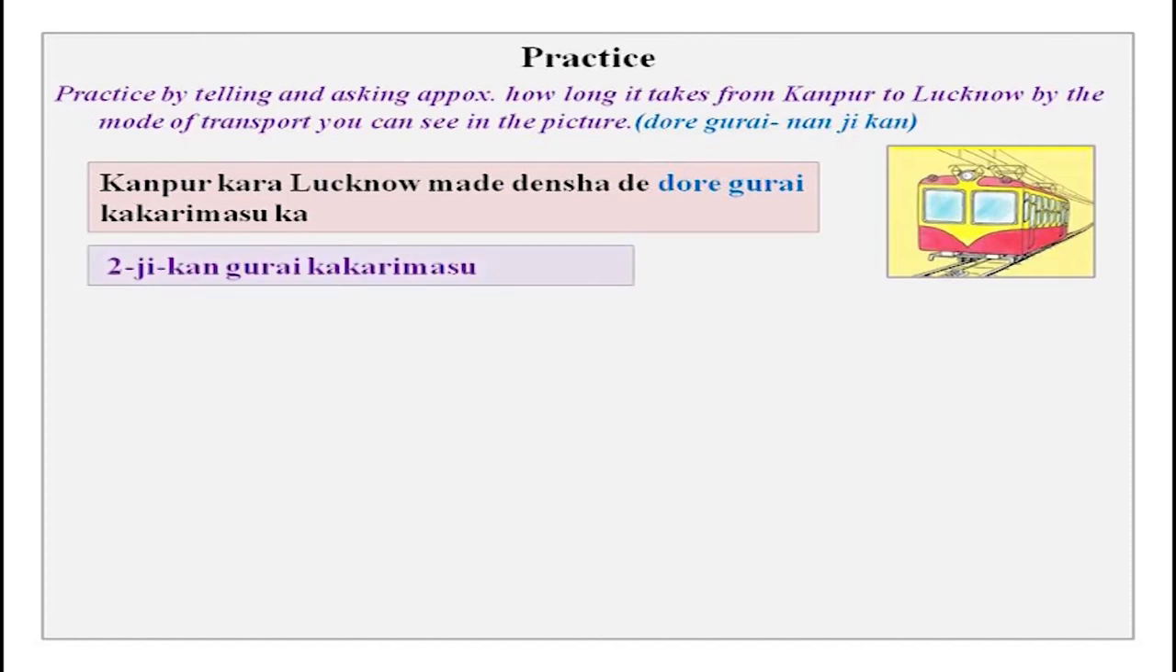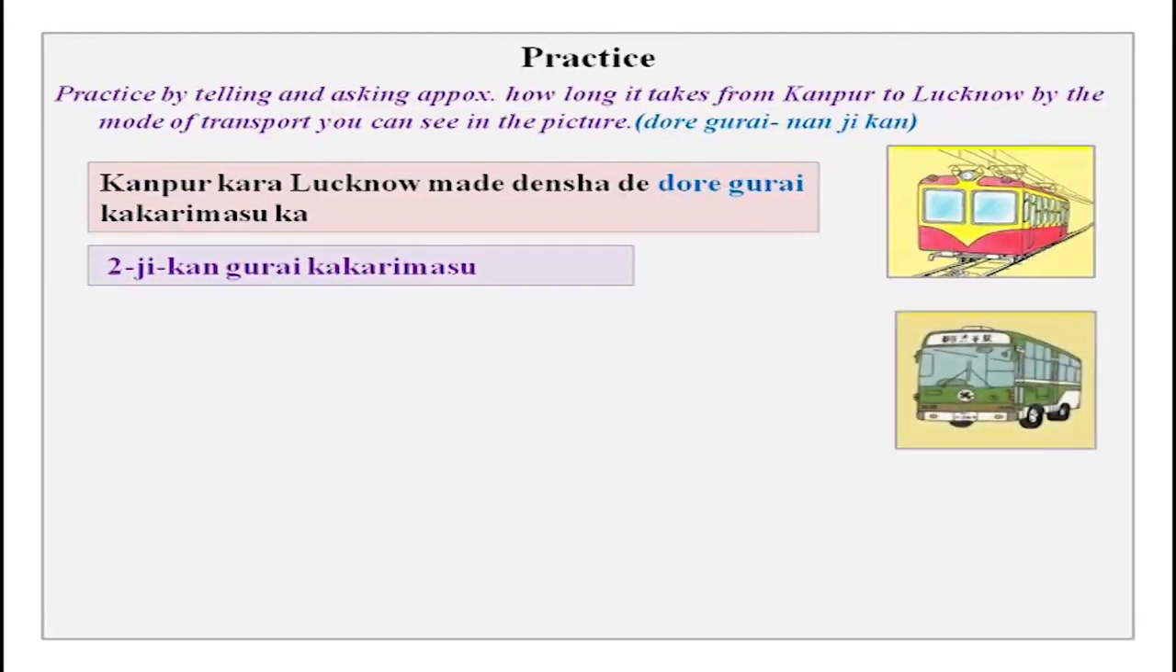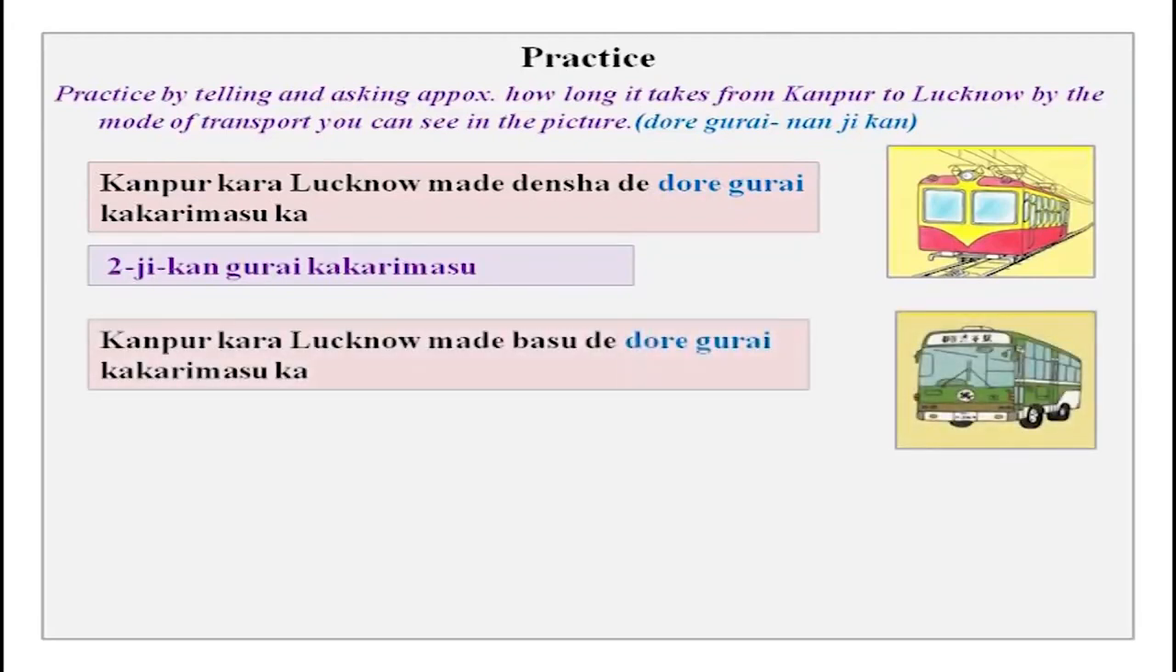Nijikan gurai kakarimasu. So gurai means approximately. If you say nijikan kakarimasu, then it is exact time. But if you say nijikan gurai kakarimasu, then it takes approximately 2 hours. It could be 10 minutes less or 10 minutes more. Now let us see the second picture. So what is the question? Kanpur kara Lucknow made bus de dore gurai kakarimasu ka? So well, 3 jikan gurai kakarimasu.